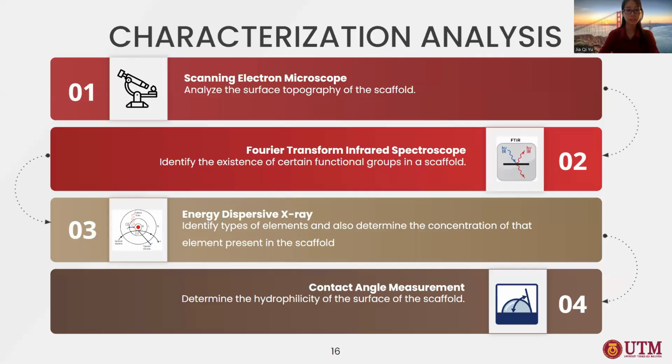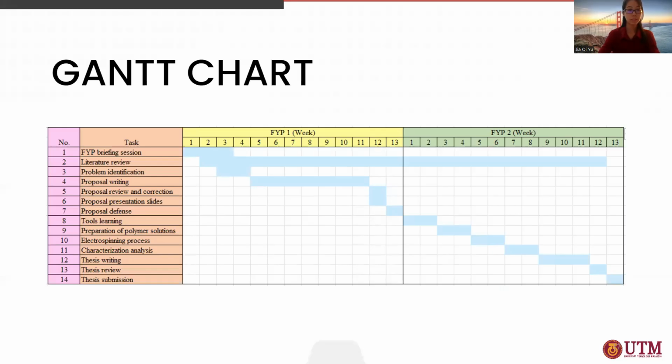Next is the characterization analysis. The scanning electron microscope is used to analyze the surface topography of the scaffold. Fourier transform infrared spectroscope is used to identify the existence of specific functional groups in a scaffold. Energy dispersive X-ray is used to identify the types of elements and also determine the concentration of those elements in the scaffold. Contact angle measurement determines the hydrophilicity of the surface of the scaffold. And this is my Gantt chart.